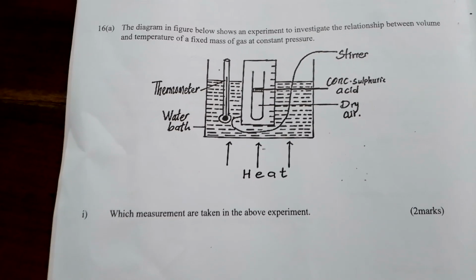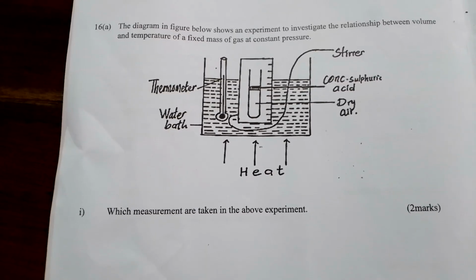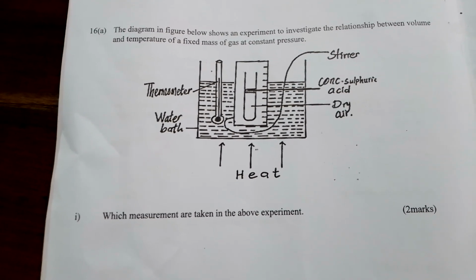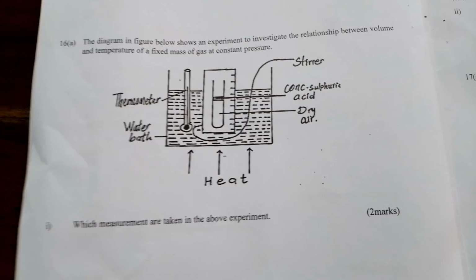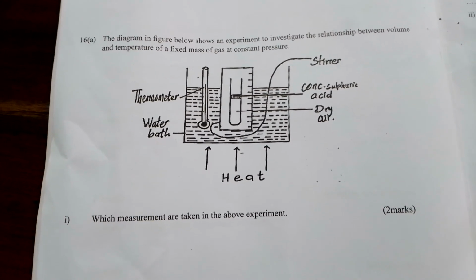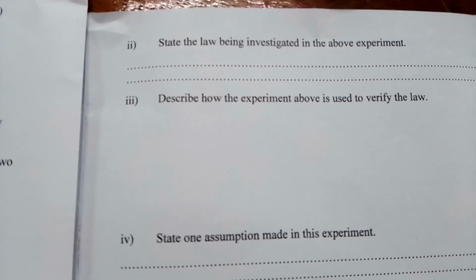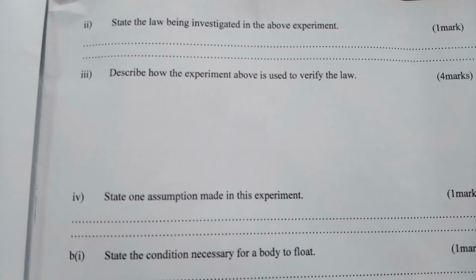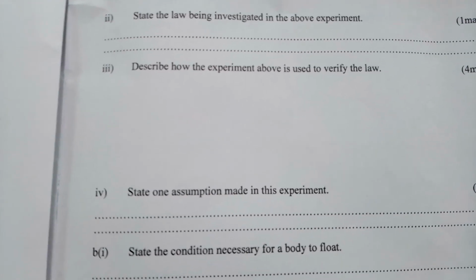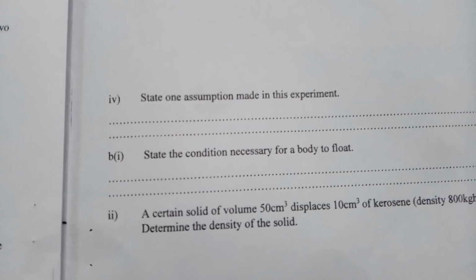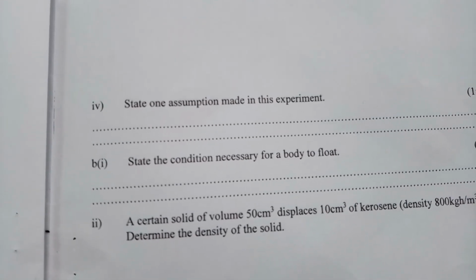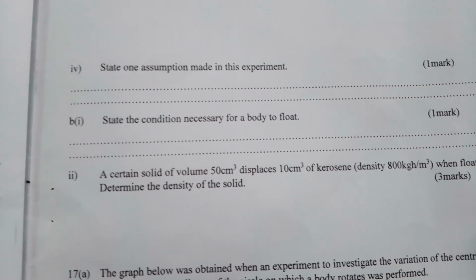So the question is asking on Roman 2, which measurements are taken in the above experiment, 2 marks? We have also been told to state the law being investigated in the above experiment, 1 mark. Then 3, describe how the experiment above is used to verify the law, 4 marks. Then state the assumption made in the experiment, 1 mark. Then state the condition necessary for a body to float, another 1 mark.